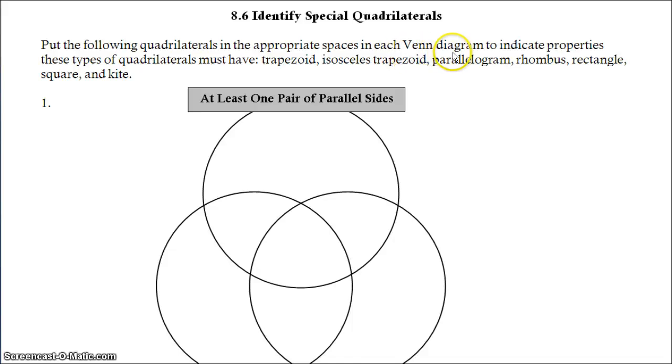A Venn diagram is a way to organize information. And when we look at the different types of quadrilaterals, each different type of quadrilateral has a unique set of properties. To put the types of quadrilaterals into the Venn diagram, we need to be able to identify which properties each quadrilateral has. We're going to start with trapezoid.